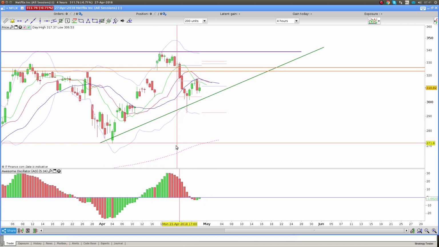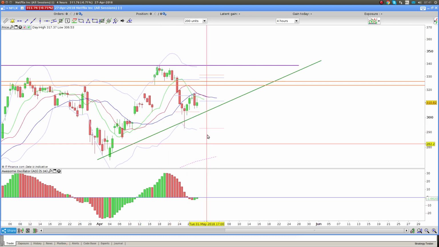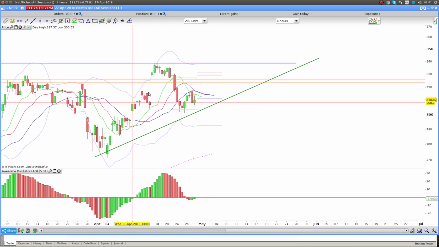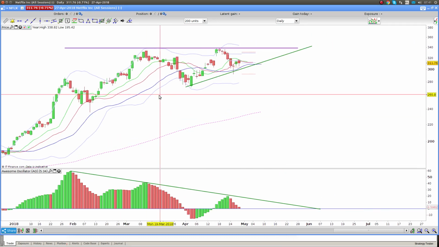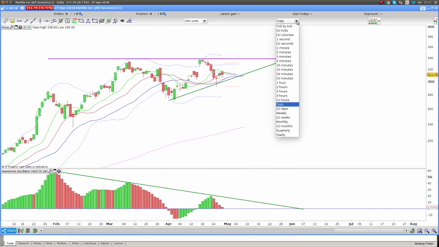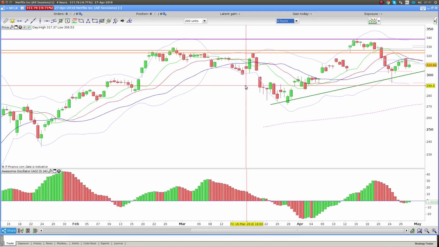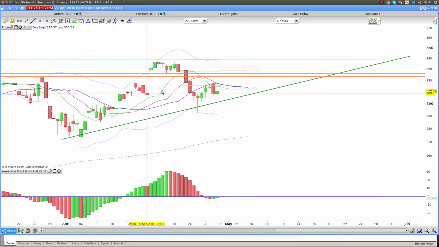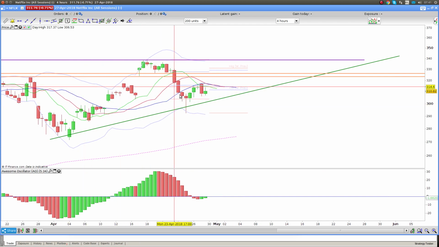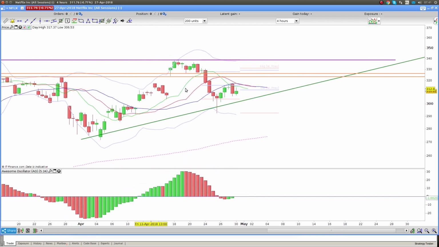We are quite far above the 200 moving average on the 4 hour. And I think on the daily we are also very far above it. Yeah, we're very far above it. Let's get back to the 4 hour. So a little bit of indecision, I think. Consolidation, so we are moving sideways.